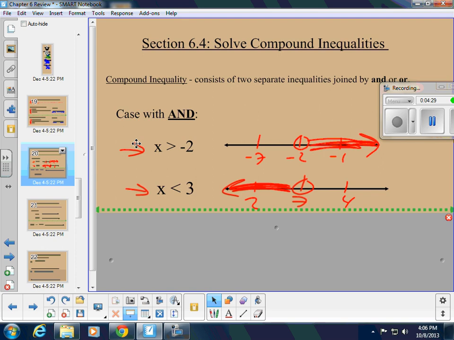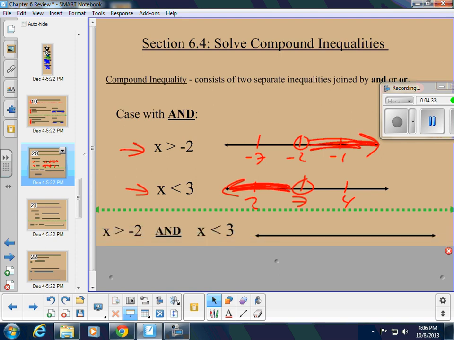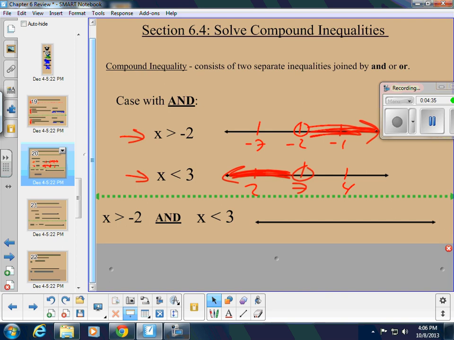So there's those two inequalities, each shaded separately, shown in their section of the number line. But now if I join them and make a compound inequality, I say that I want solutions that are greater than -2 and less than 3 at the same time. What does this look like? Well, it looks like the combination of those two inequalities.